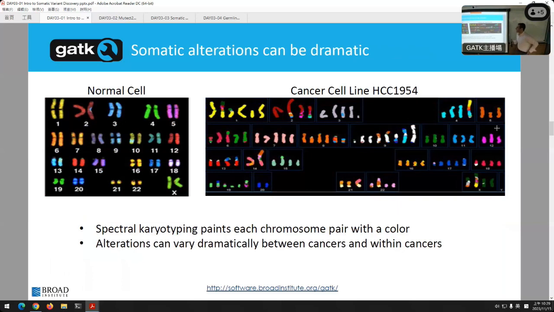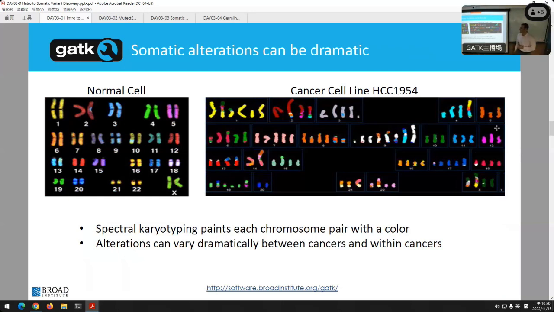Okay, so notice on the normal cell, everyone has 2 copies of all your chromosomes. By the way, chromosomes are ordered by size. Actually, they made a mistake. When they made the human reference, they got 2 chromosomes wrong. You know which ones? 21 and 22. Yeah, 22 is actually bigger than 21. We found out later. Oops, but it was too late then. We couldn't switch them.